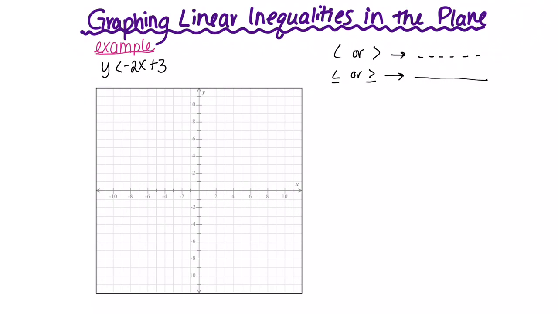So if you have y less than or y less than or equal to, this is going to mean that you're shading below the line. And if you have y greater than or y greater than or equal to, that means you are shading above the line.